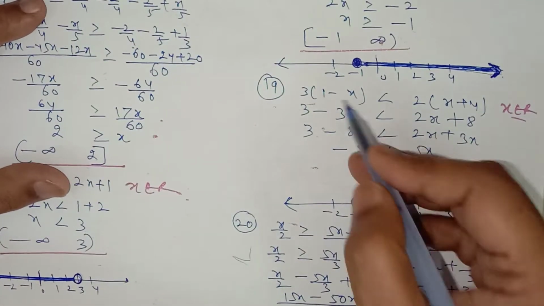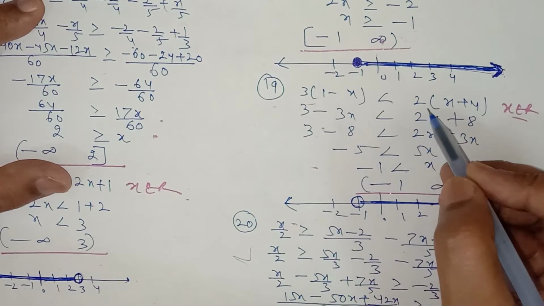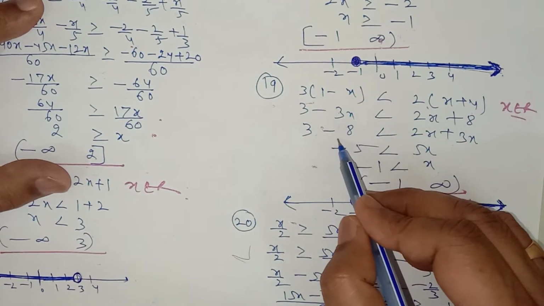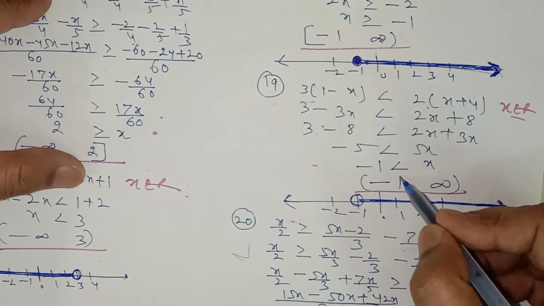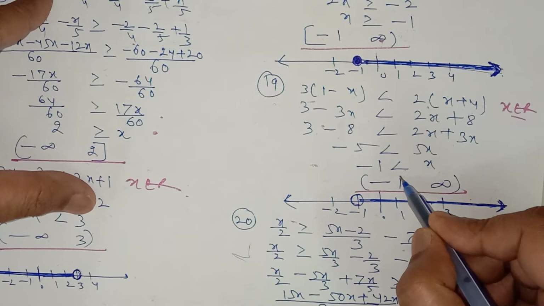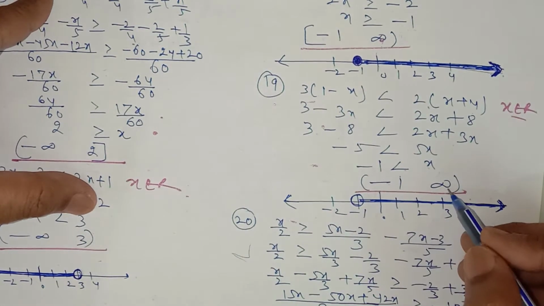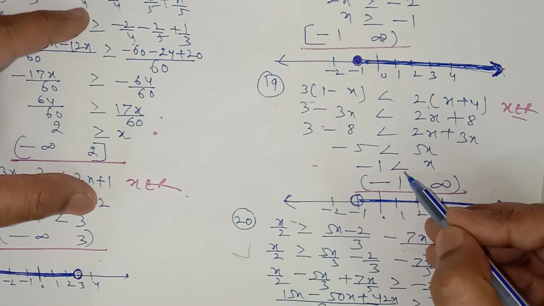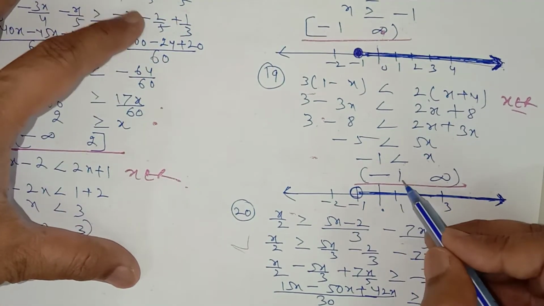Similarly in question number 19, 3 minus 3x less than equal to 2x plus 8. Take the variable to the same side and the constant to the same side. The x is coming out to be greater than minus 1. Greater than minus 1 means towards the right hand side of minus 1. That is towards the right of minus 1 will be plus infinity. So from minus 1 to infinity, it will be open interval because the equal sign is not there. So minus 1 to infinity, not including minus 1.